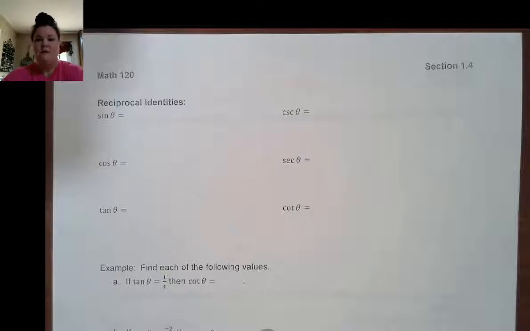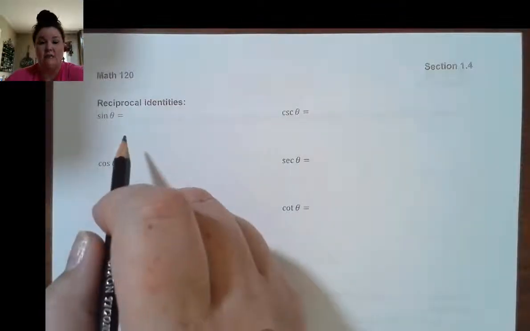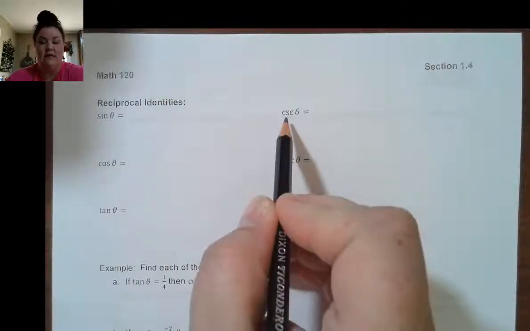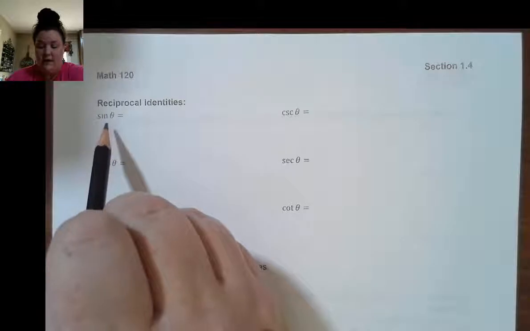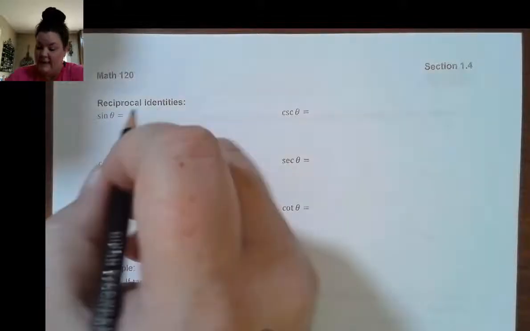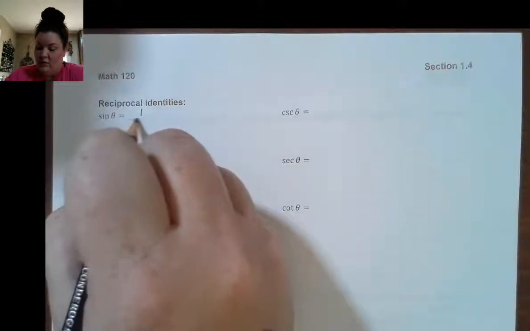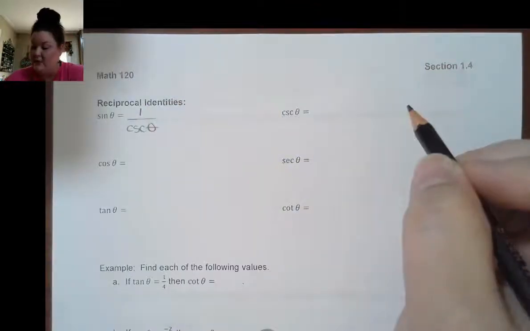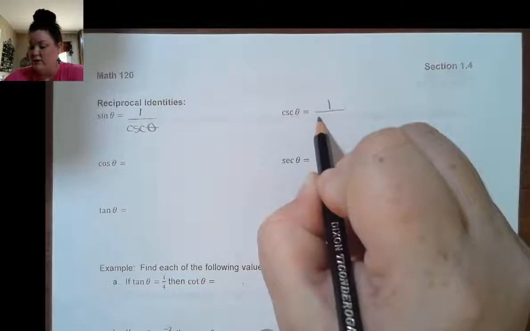Okay, so we talked a little bit about the reciprocal identities in the last section. Sine's reciprocal is cosecant, and cosecant's reciprocal is sine. So we can actually write sine theta as 1 over cosecant theta, right? And we can write cosecant theta as 1 over sine theta.